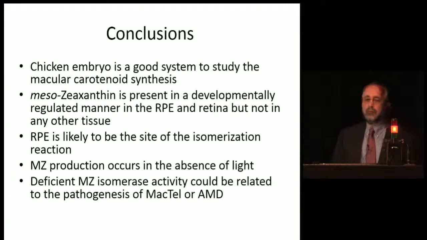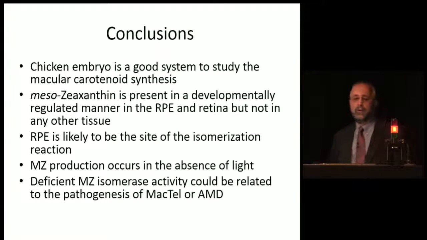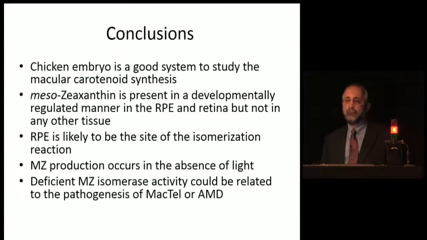So the conclusions that I'd like to make are that the chicken embryo is indeed a good system to study macular carotenoid synthesis. We now know that meso-zeaxanthin is present in a developmentally regulated manner in the RPE and the retina, but not in any other tissue outside of the eye. We think that the RPE is the likely site of the isomerization reaction.